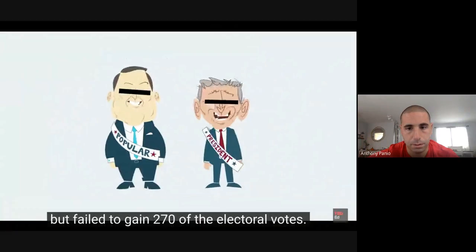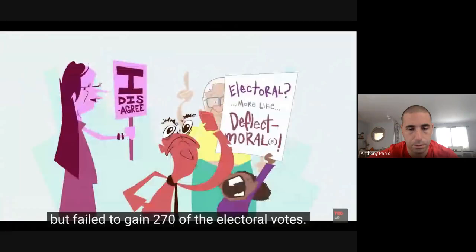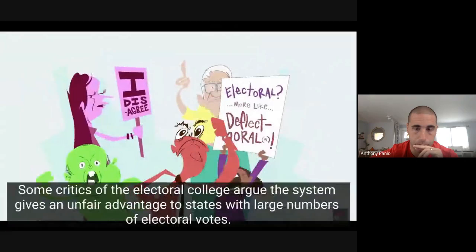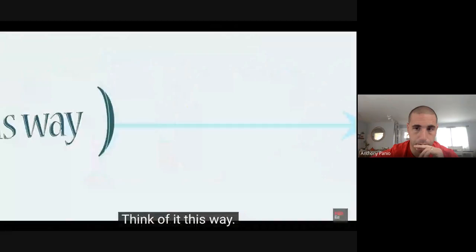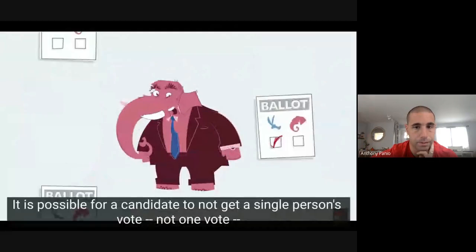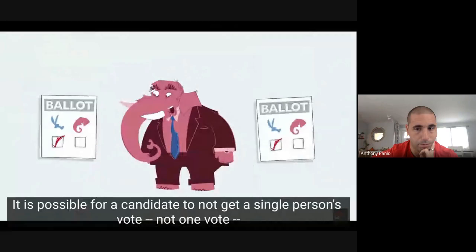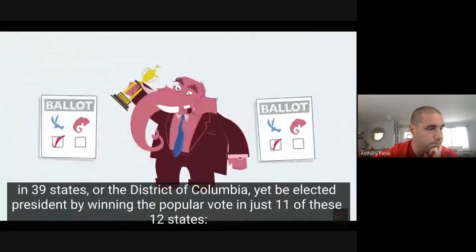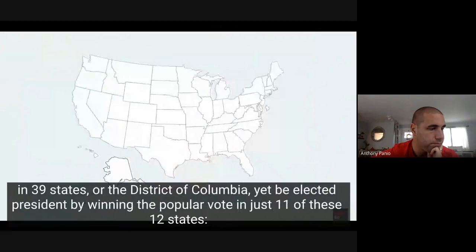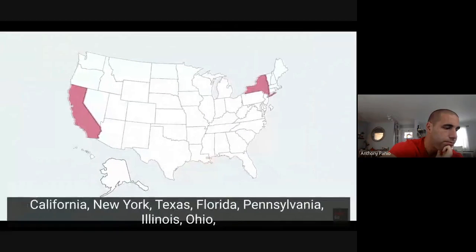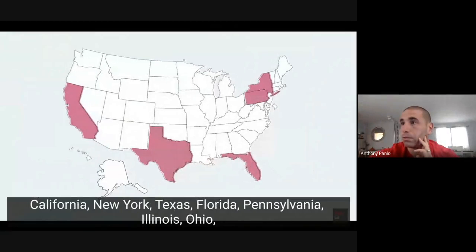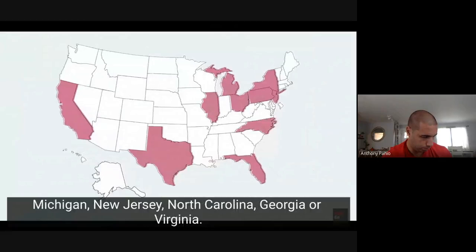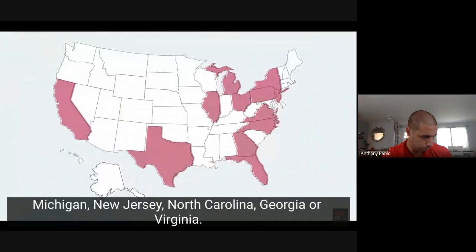Some critics of the Electoral College argue the system gives an unfair advantage to states with large numbers of electoral votes. Think of it this way. It is possible for a candidate to not get a single person's vote, not one vote, in 39 states or the District of Columbia, yet be elected president by winning the popular vote in just 11 of these 12 states: California, New York, Texas, Florida, Pennsylvania, Illinois, Ohio, Michigan, New Jersey, North Carolina, Georgia, or Virginia. This is why both parties pay attention to these states.